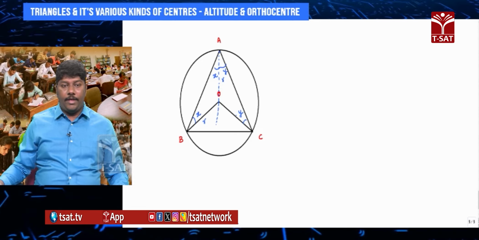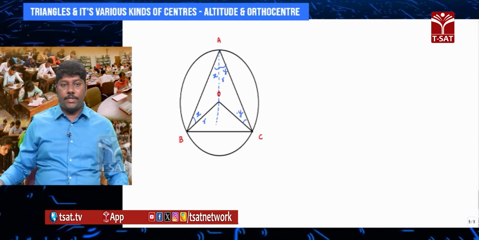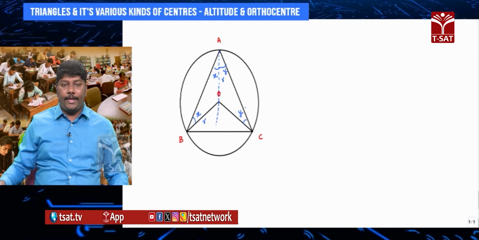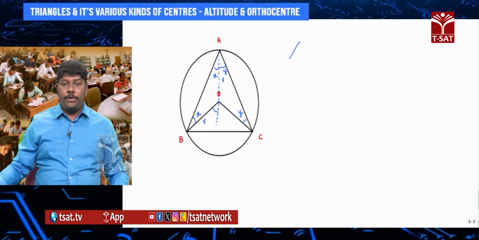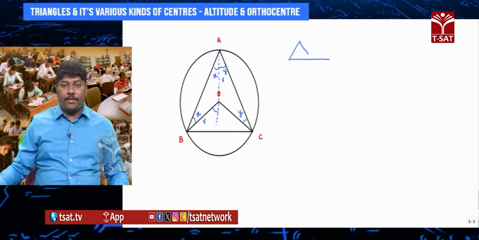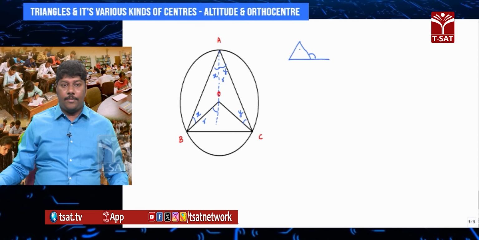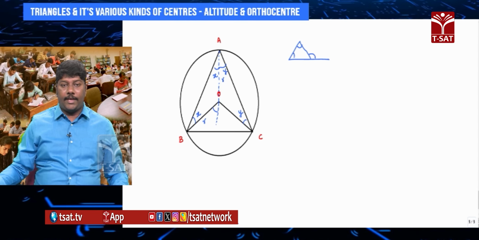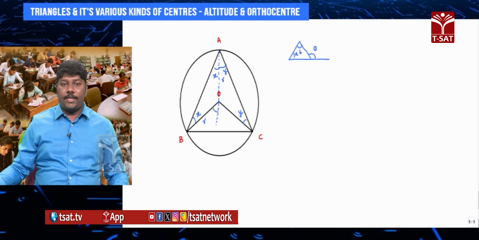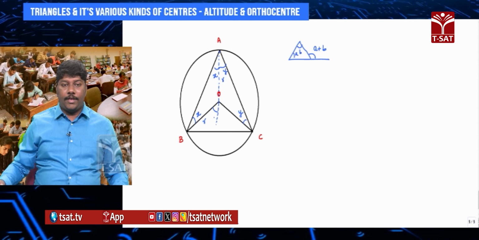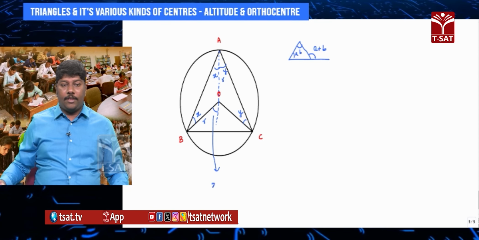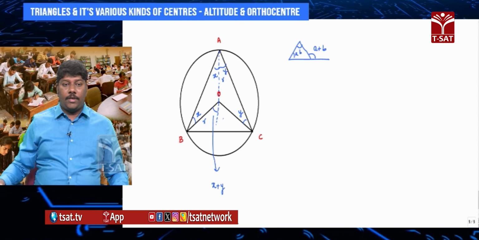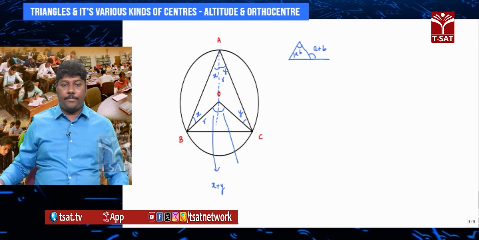Both OAB and OAC are isosceles triangles, so these two angles are equal. If you look at this particular angle, I told you in a triangle the external angle is the sum of the two internal angles. If it is angle A and B, this external angle is A plus B. Here also this is an external angle to the triangle OAB, so this angle becomes x plus y. Here this angle also becomes x plus y.